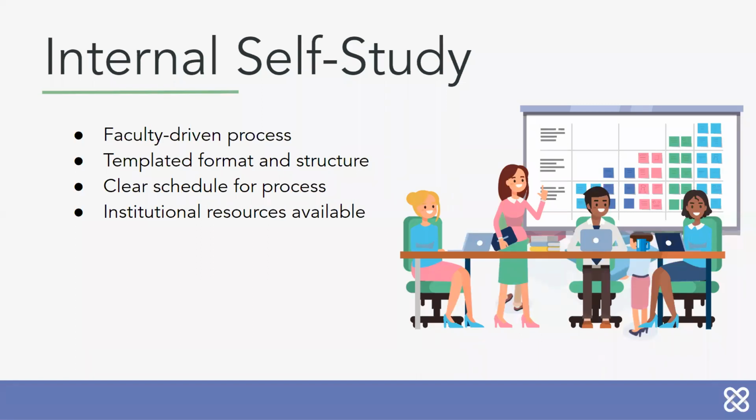Typically, the self-study is submitted for internal review, whether it's to an academic VP or a provost or to a committee for feedback. Once that feedback is reviewed, the report is then adjusted as needed and sent to external reviewers.